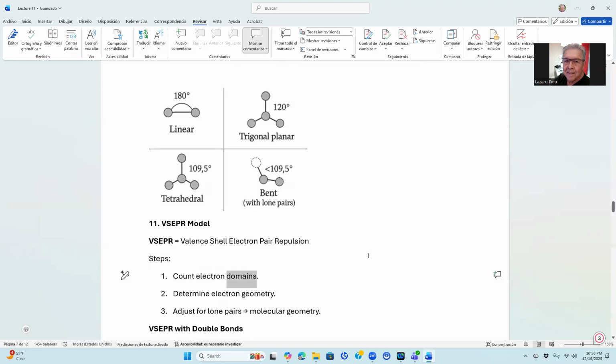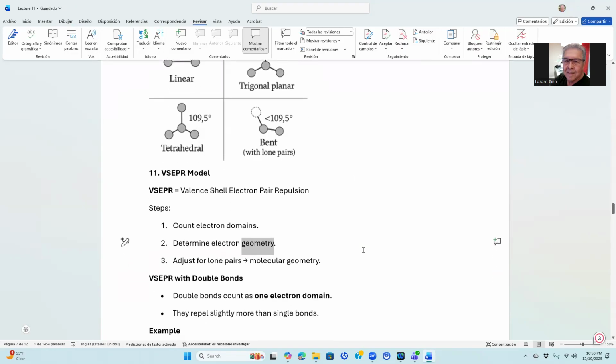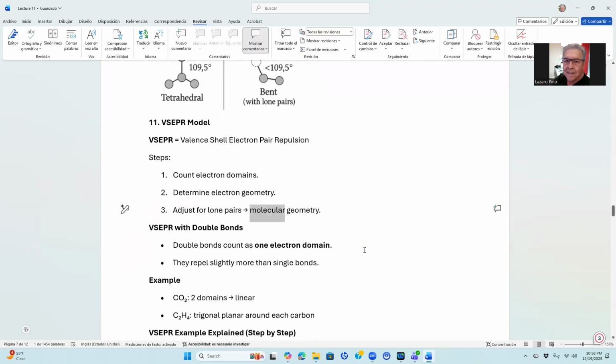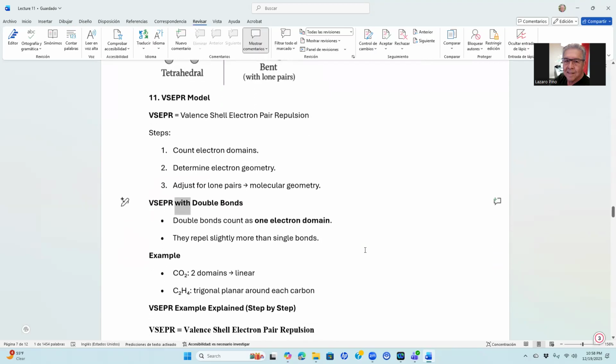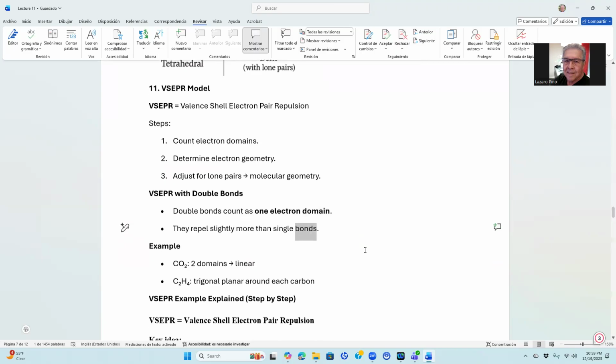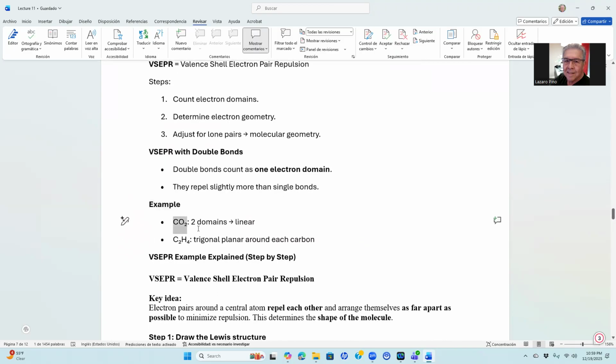Steps: count electron domains, determine electron geometry, adjust for lone pairs to get molecular geometry. VSEPR with double bonds: double bonds count as one electron domain. They repel slightly more than single bonds. Example: CO2, 2 domains, linear. C2H4, trigonal planar around each carbon.